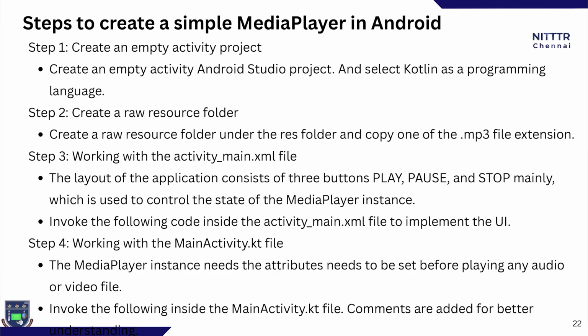Here, as usual, we will create a new project. For that, first we have to open Android Studio and create a new project with an empty activity. Make sure you select Kotlin as the programming language. Next, move to step 2. Here you have to create the raw resource folder. Inside the res directory, we have to create a folder named raw. Now copy your MP3 audio file into this raw folder. This is where we'll store the sound file that our media player will play.